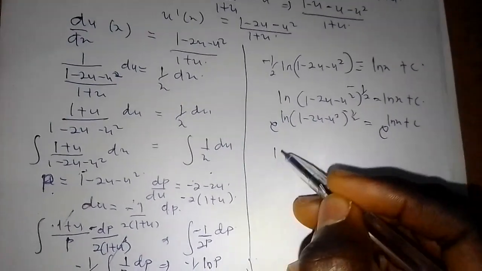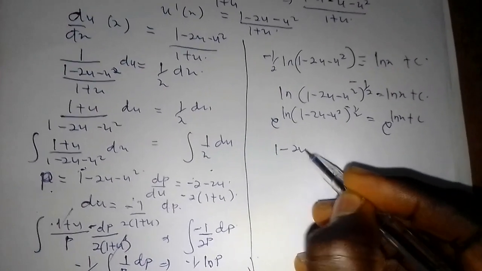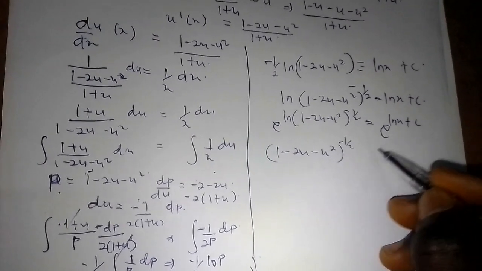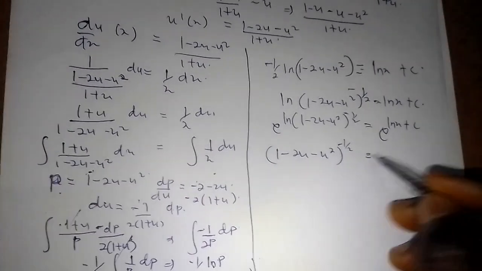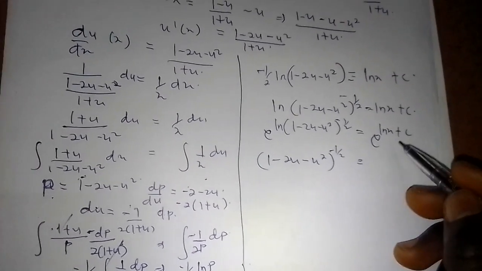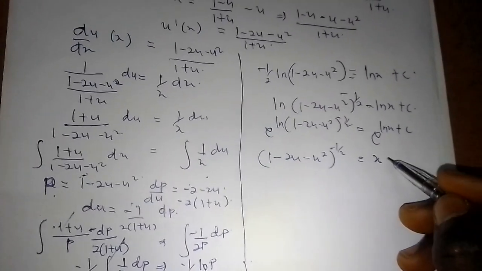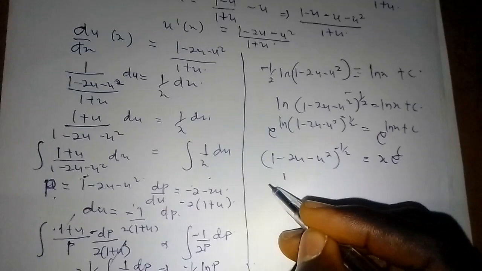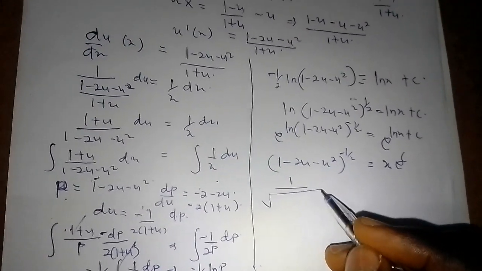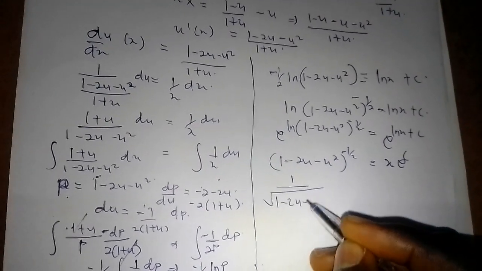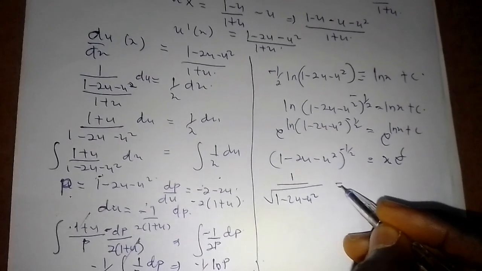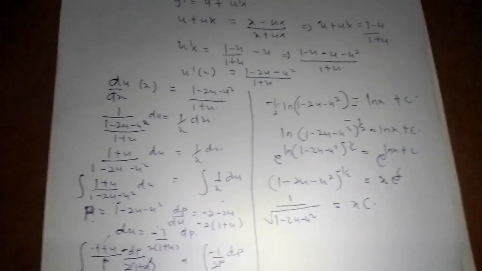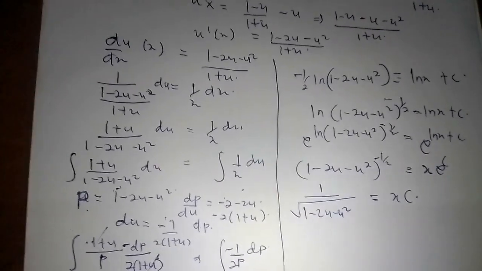So this is the same as (1 minus 2u minus u squared) to the power negative half is equal to, it's a product, x multiplied by e to the power c, and this is the same as 1 over the square root of (1 minus 2u minus u squared) is equal to x multiplied by c, because e to the power c will still give us a constant.